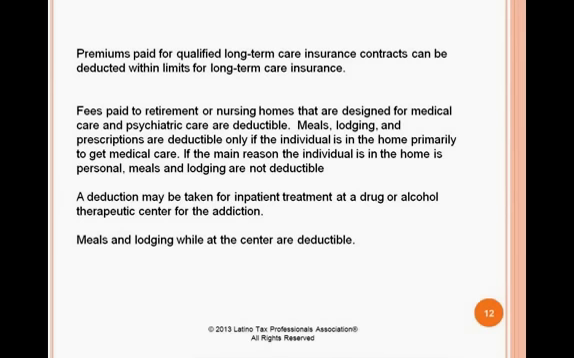Fees paid to retirement or nursing homes that are designed for medical care and psychiatric care are deductible. Meals, lodging, and prescriptions are deductible only if the individual is in the home primarily to get medical care. If the main reason the individual is in the home is personal, meals and lodging are not deductible. A deduction may be taken for inpatient treatment at a drug or alcohol therapeutic center for the addiction, and in that case, meals and lodging while at the center are deductible.